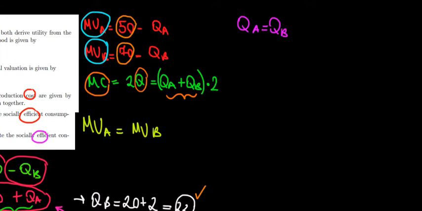In other words, when we're going to calculate that level, we're not going to make any distinction between the quantities, so that the marginal utility of N plus the marginal utility of Ben must be equal to the marginal cost. Now, with that said, what's that going to be?